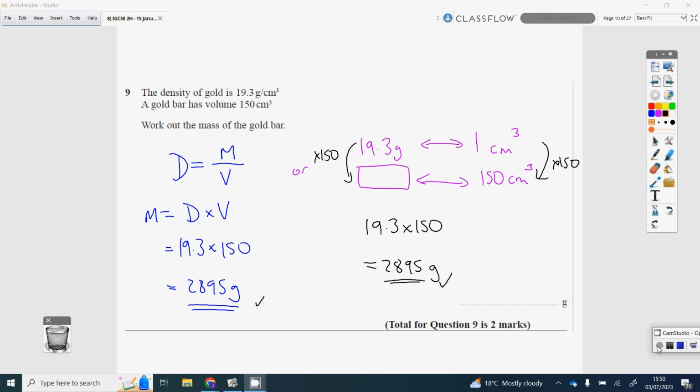Question 9. Well, there's really two ways to approach this. I've done it both ways, the blue way and the purple way. So let's do the blue way first and use the fact that density equals mass over volume. Rearrange this to make mass the subject.